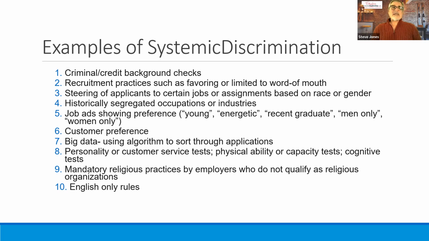So if we always said to the women, hey, you apply for the nurse job, and always said to the men, you apply for the doctor job, that would be gender discrimination. And so having some sort of mechanism in place, even if it's unwritten, that people just do, is systemic discrimination. Historical segregation in occupations or industries. So segregating people.